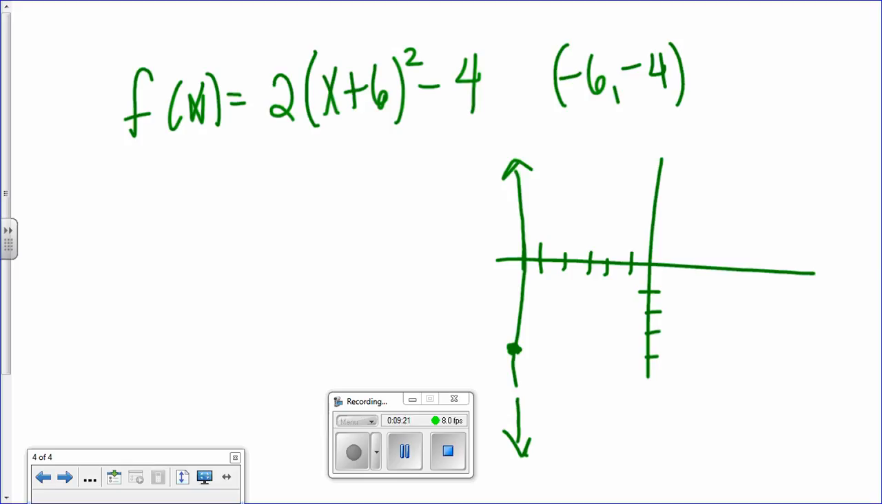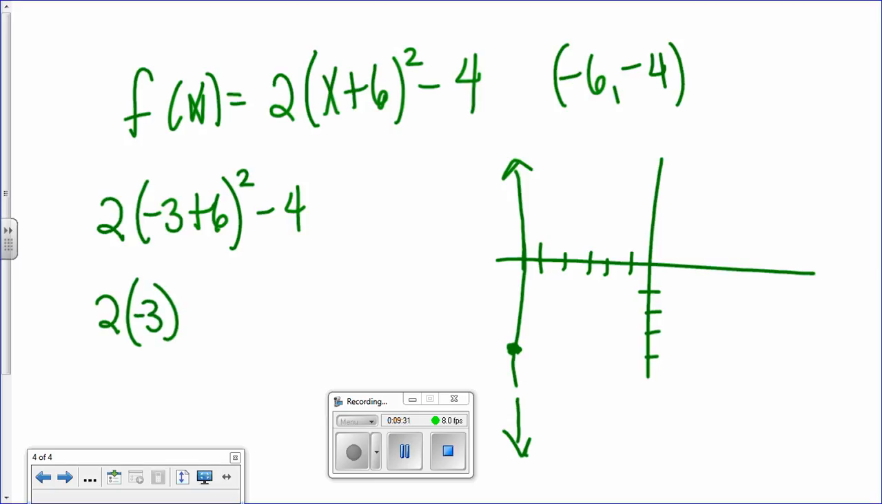Okay. So 2 times negative 3 plus 6 squared minus 4. It's going to be 2 times 3, that's just 3 squared minus 4. So 3 squared is 9, so 2 times 9 is 18. And 18 minus 4 is 14. So at negative 3, I'm way up here at 14.